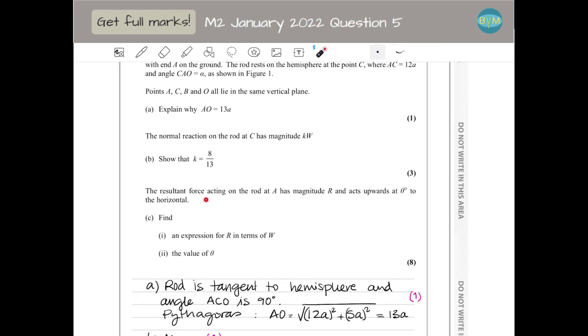Then they say the resultant force acting on the rod at A has magnitude R and acts at an angle theta, and we need to find R in terms of W, so the magnitude, and the angle theta.